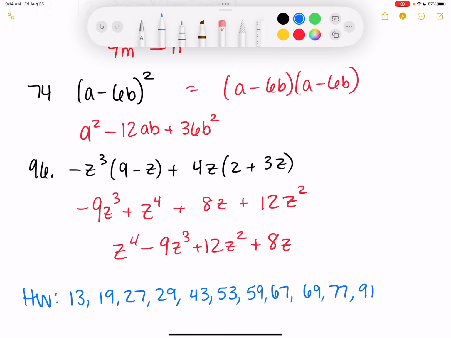Actually, hold on one second. Scratch 77. I'm going to change it to 73. There we go.